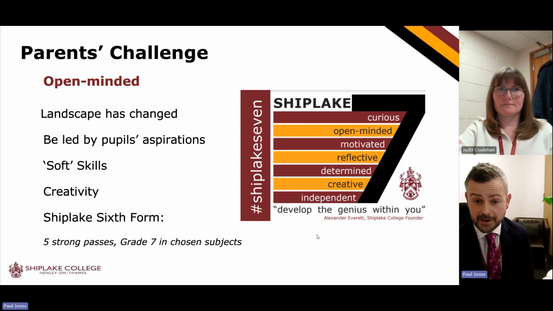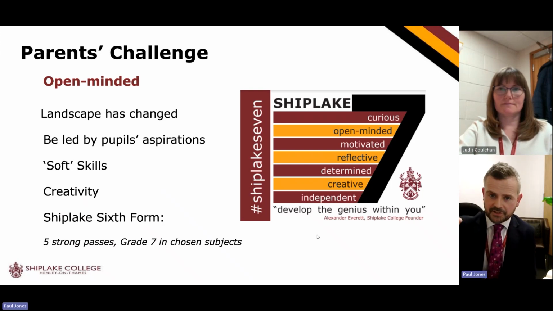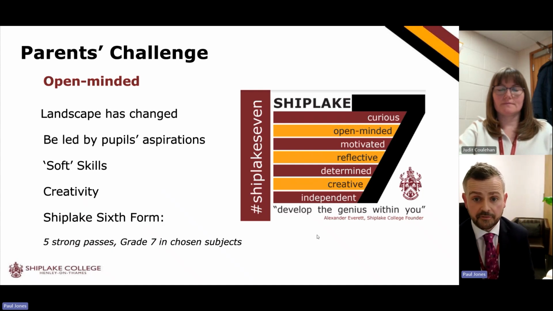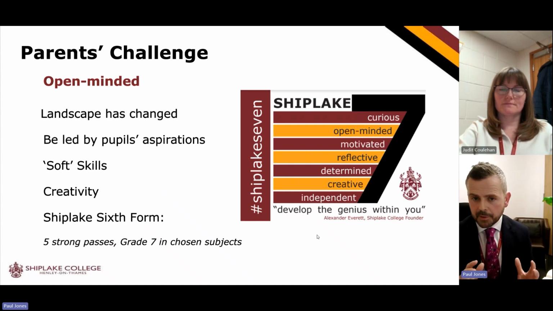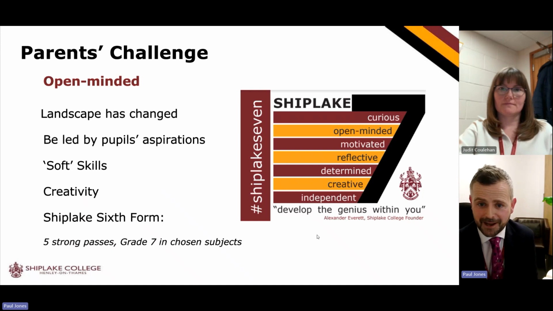And Shiplake sixth form, I mentioned a moment ago, we require pupils moving from year 11 into year 12 to achieve 5 strong passes, and a grade 7, that's the top of the 7, 8, 9, so an A at least in those subjects they are considering for A level. We do have a large number of vocational subjects, of course, and we require a grade 5 for those, but for A level subjects it's a grade 7, simply because that's the way that we guarantee that pupils can cope with the demands of A level. And that will be the next talk that we will be having in probably 3 years' time.